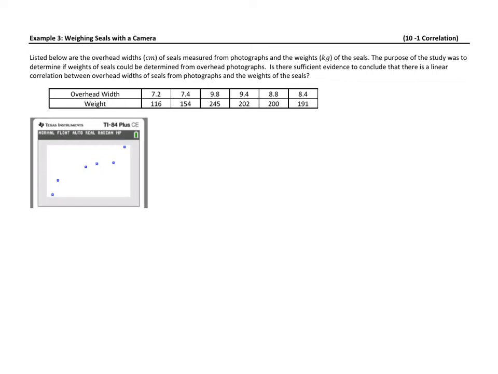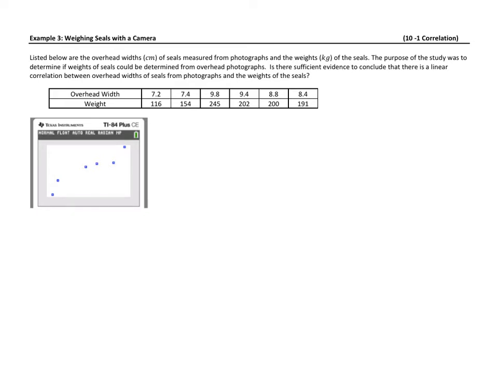In this example, we're going to take a look at data about the overhead width and weight of seals. And we want to test to see if there is sufficient evidence to conclude that there is a linear correlation between these two variables. So to do that, the first thing that we need to do is create a scatter plot to check to see if our data even appears linear. Because if the scatter plot shows that the data does not appear linear, then it does not make sense for us to continue on and test for a linear correlation.